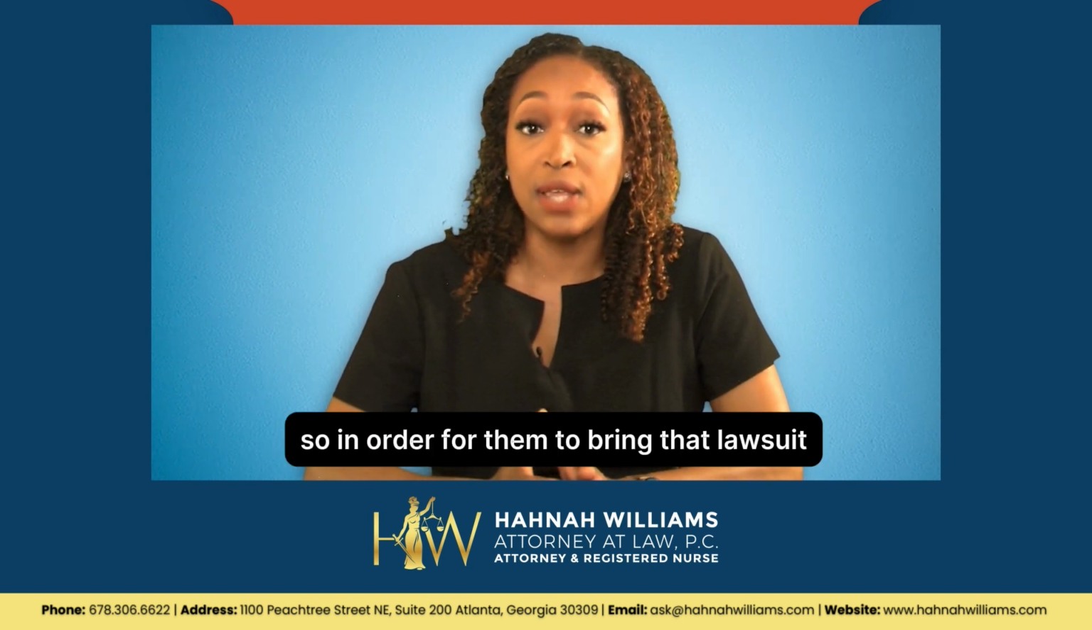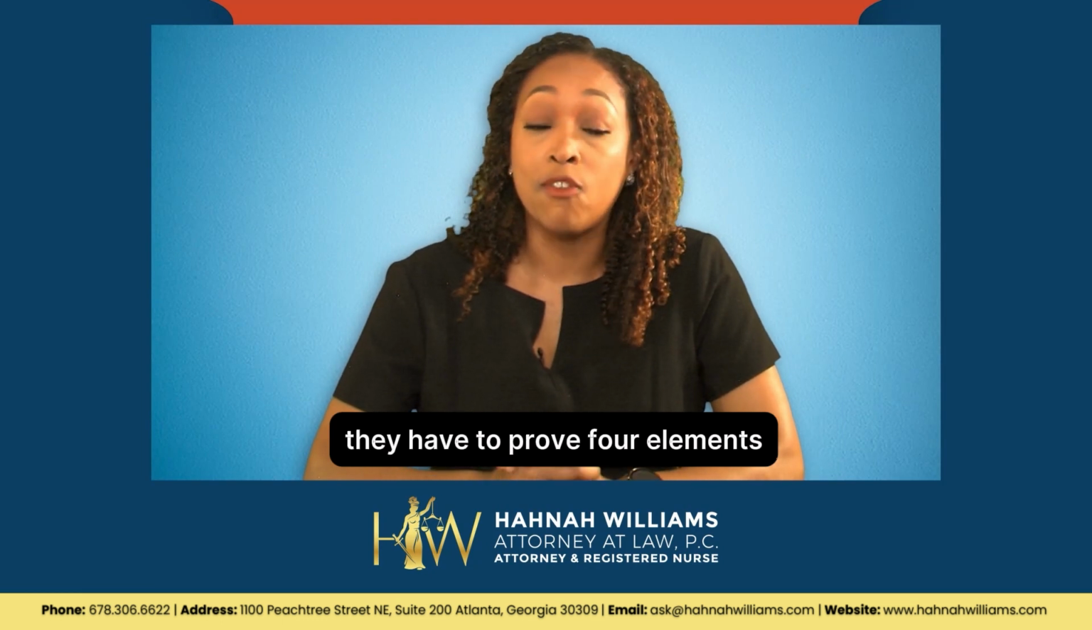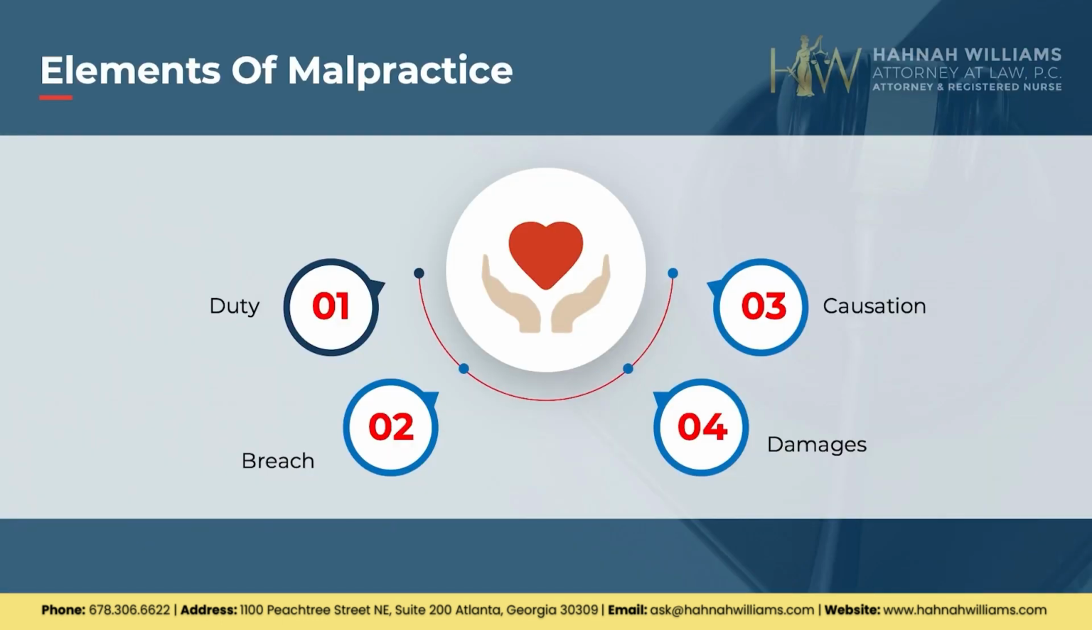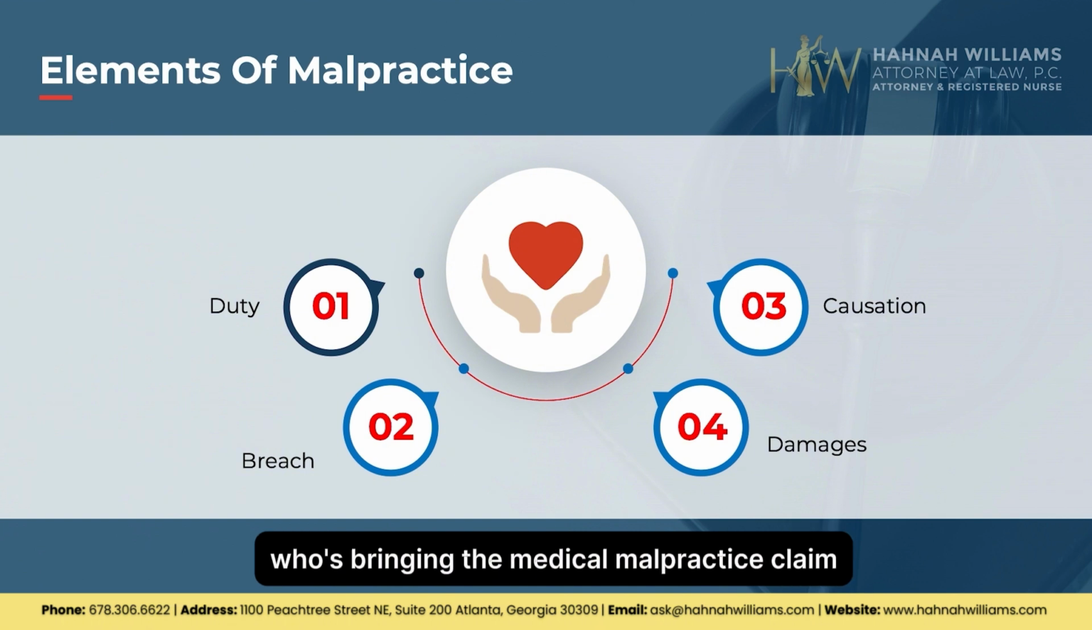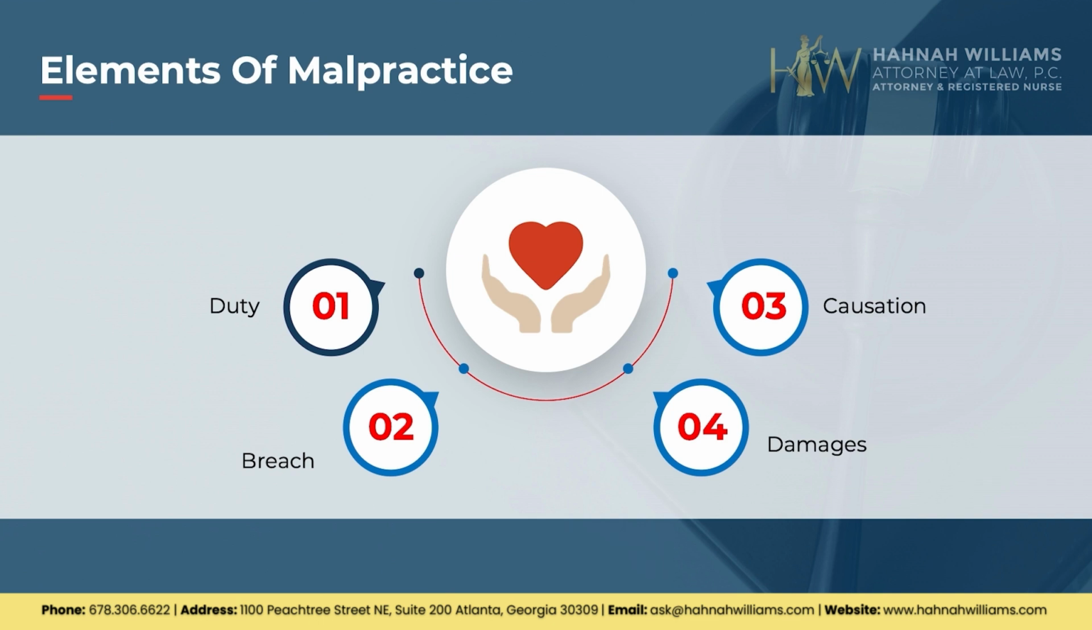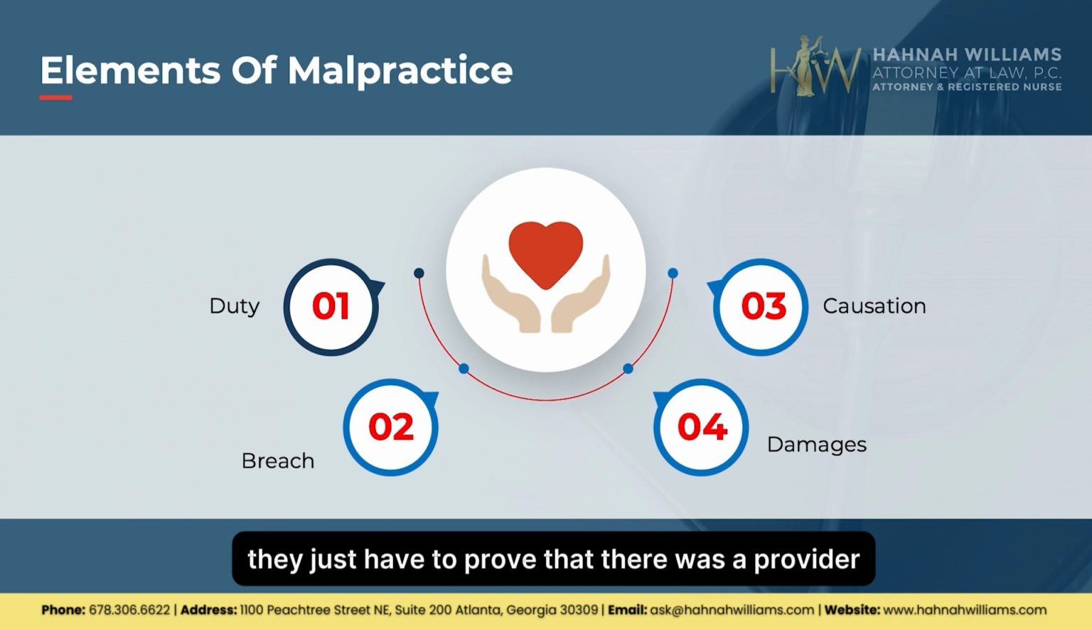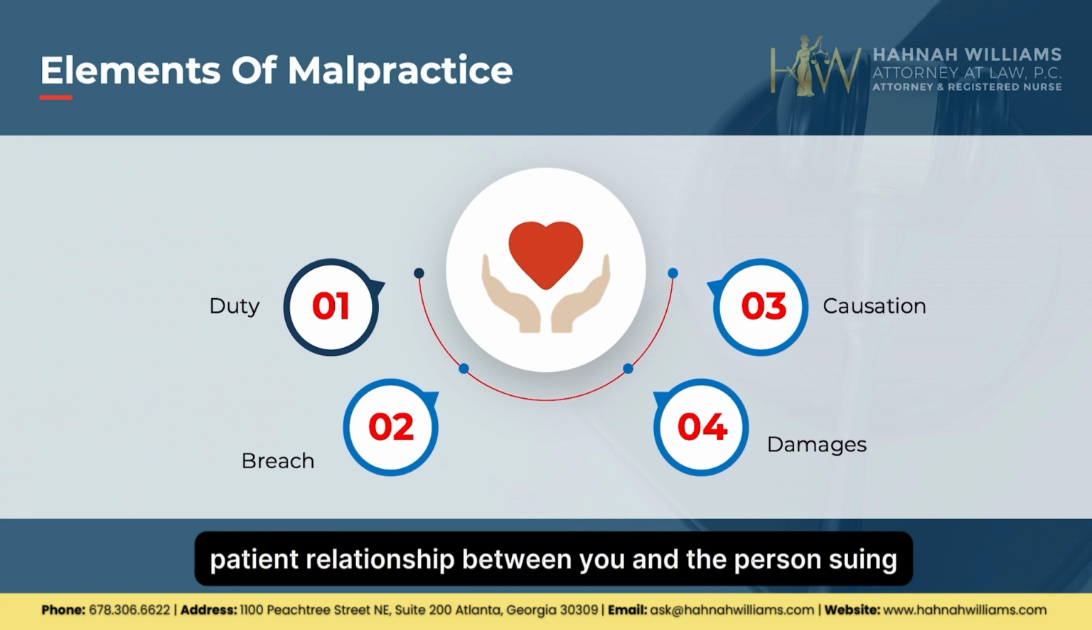So in order for them to bring that lawsuit, they have to prove 4 elements: duty, breach, causation, and damages. All 4 elements have to be proven in order for the patient or the plaintiff who's bringing the medical malpractice claim to be successful. The first element, duty. They just have to prove that there was a provider-patient relationship between you and the person suing, or if it's the person's family member, between you and the patient that you took care of.